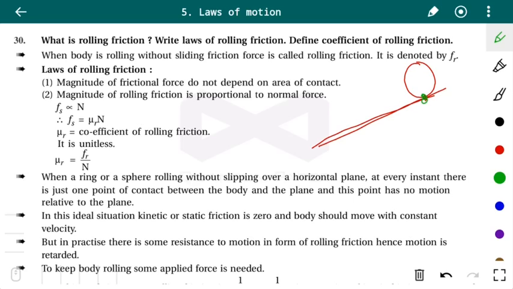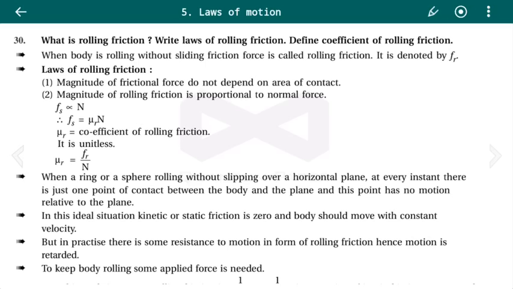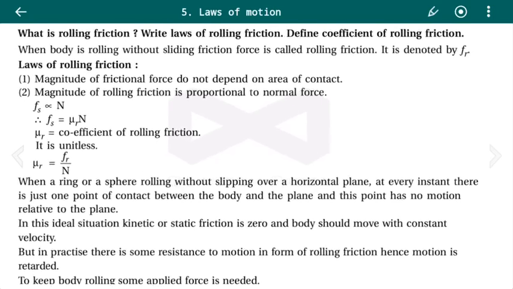But here, rolling means every portion of this ball, every surface of this ball, comes in contact with this path, with this surface. So its contact changes every time. So when the body is rolling without sliding, the friction force is called rolling friction and it is denoted by Fr. Laws of rolling friction.